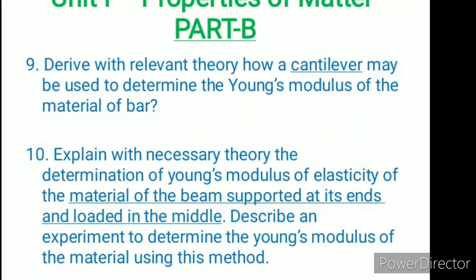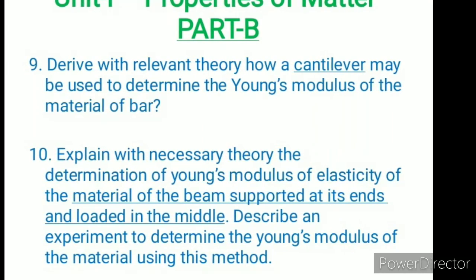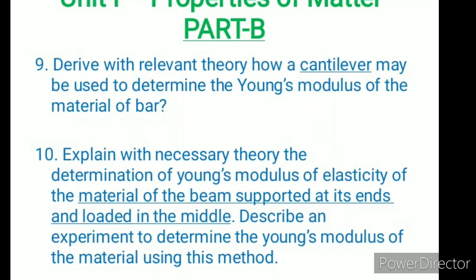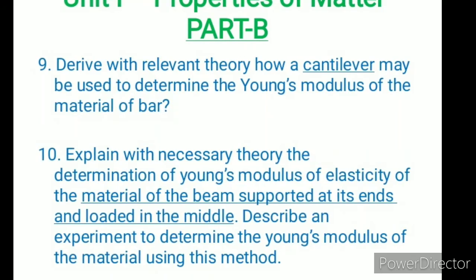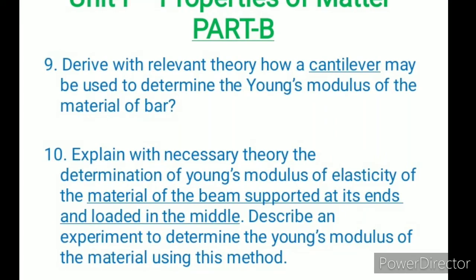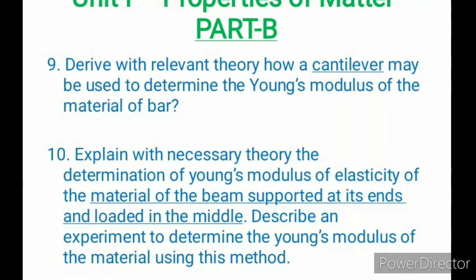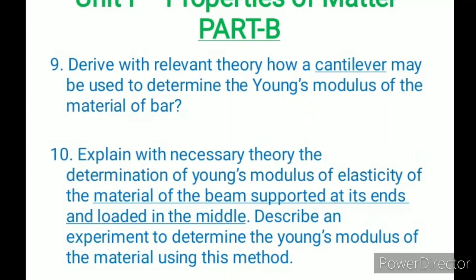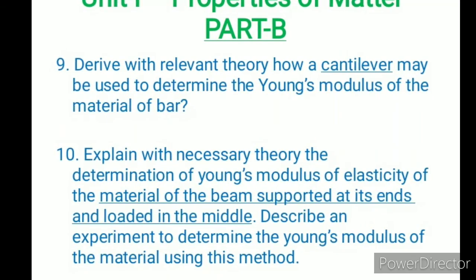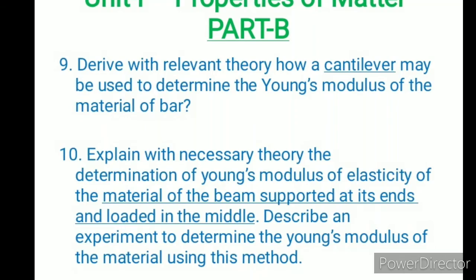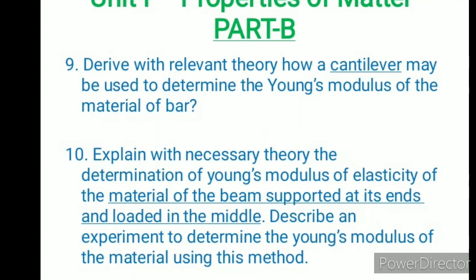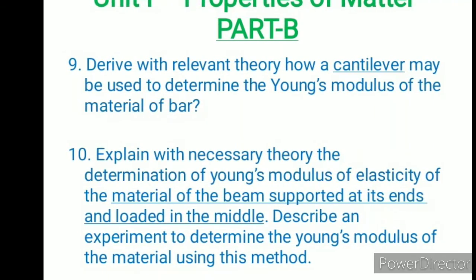Ninth question: derive the relevant theory of how a cantilever may be used to determine the Young's modulus of the material of the bar. Using the cantilever, we have to find the Young's modulus. Tenth question: explain the necessary theory to determine the Young's modulus of elasticity of the material of the beam supported at its ends and loaded in the middle. Describe an experiment to determine the Young's modulus of the material using this method. Here they didn't mention whether this belongs to uniform bending or non-uniform bending, but it is loaded in the middle. Loaded in the middle means it is non-uniform bending. So that is the clue of this question.